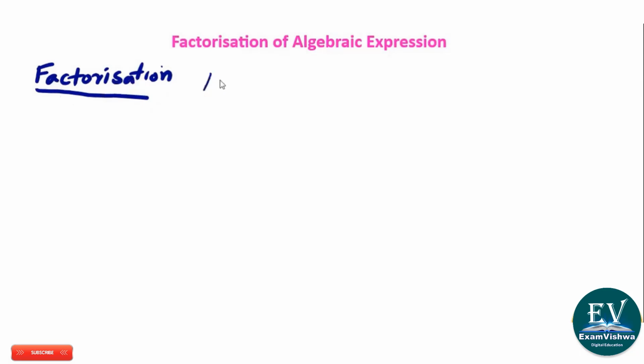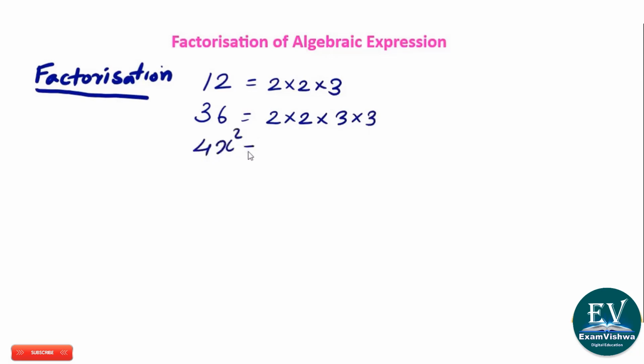Let me remind you, if asked to write the factors of 12, you will write 2 into 2 into 3. If 36 is asked, you will write 2 into 2 into 3 into 3. If 4x square is asked, you will write 2 into 2 into x into x. I think you got it, or you could remember what factorization is. We will write it in the form of a product.